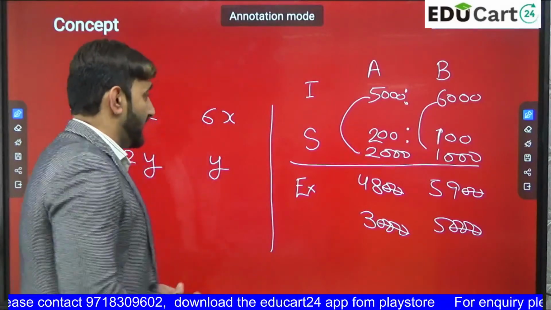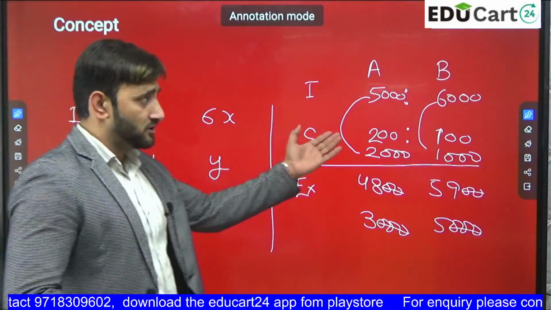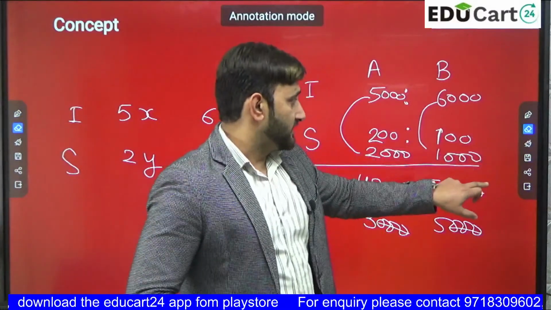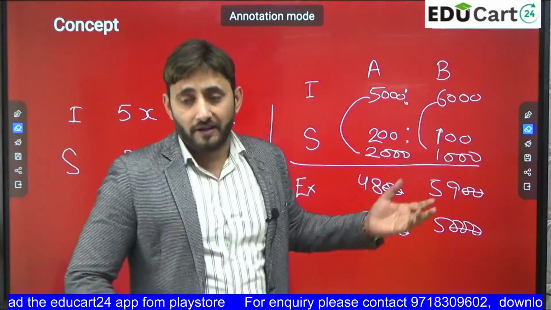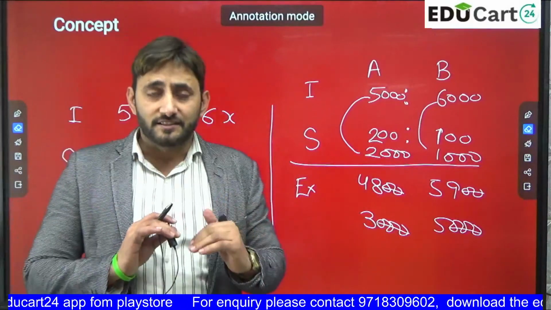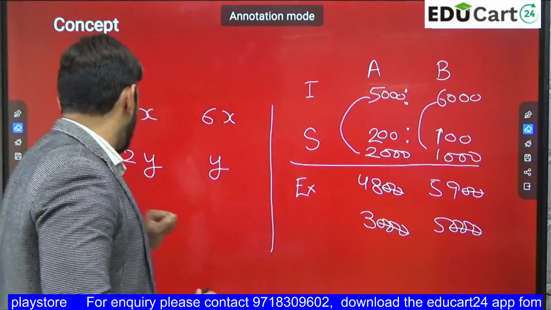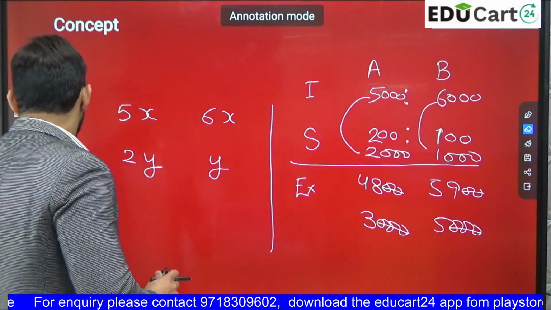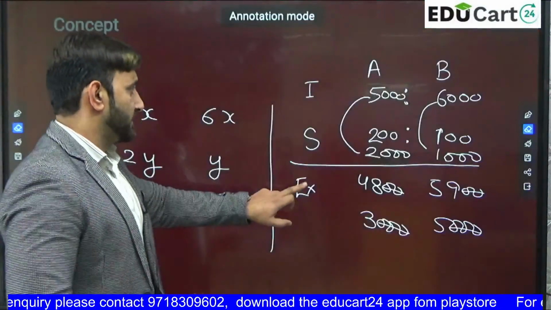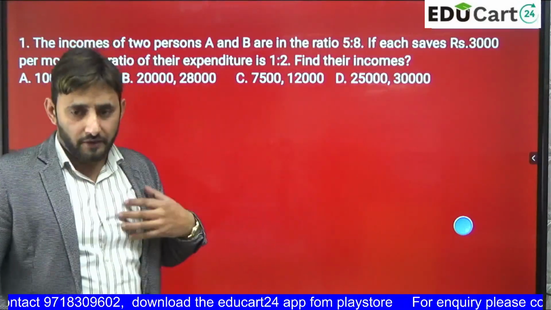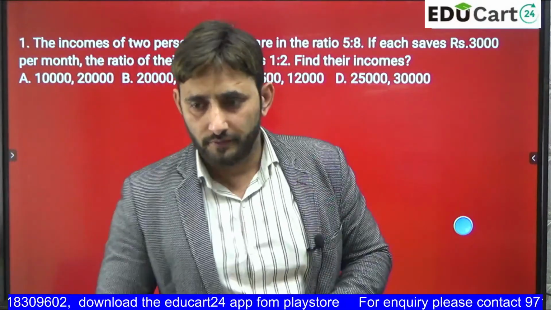So UPSC has asked so many questions from this concept, and in most of the cases, they will give you that the savings are equal. Something like this is given. Next question, you guys please attempt. Or what I will do, I will solve it on your behalf.